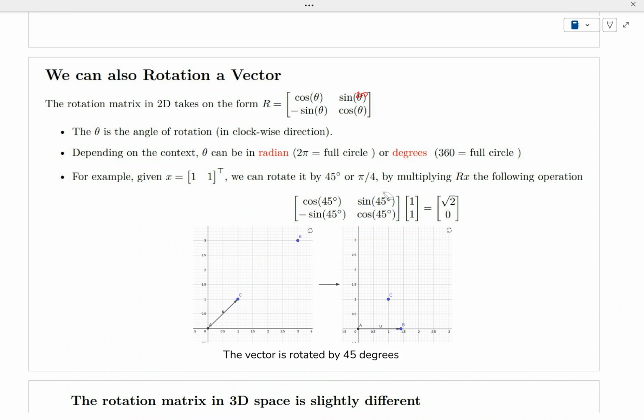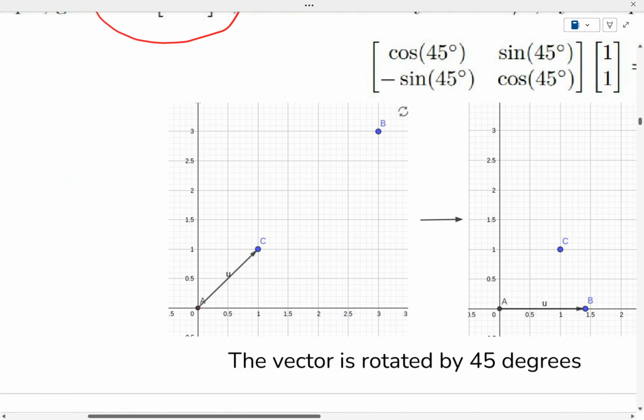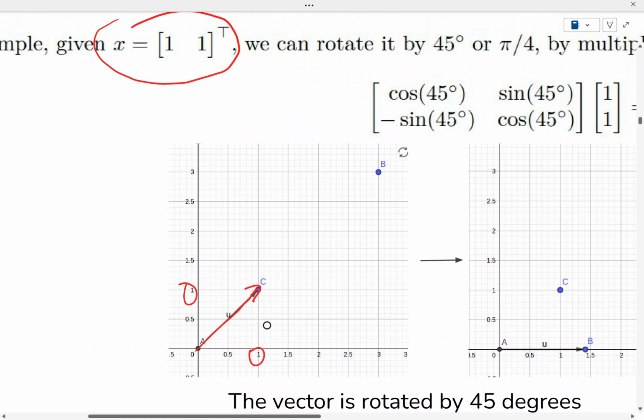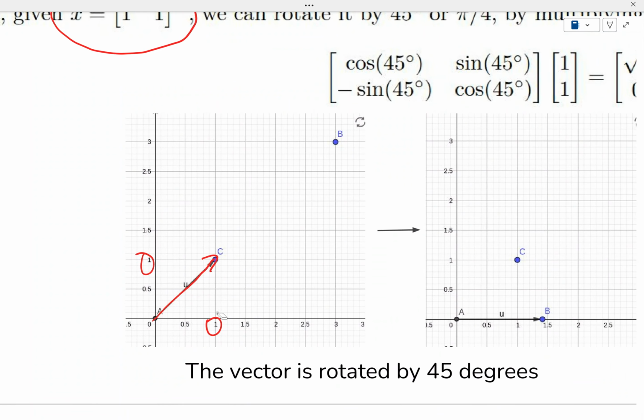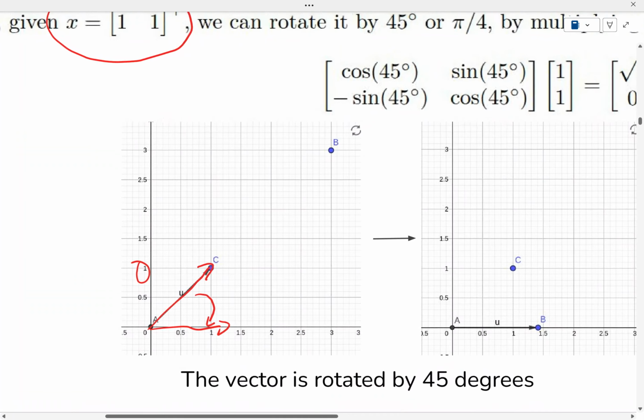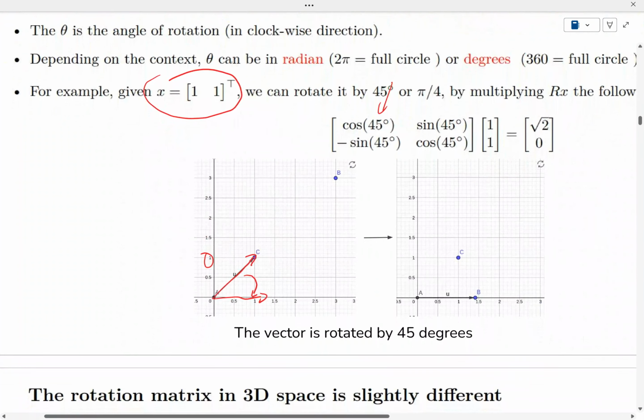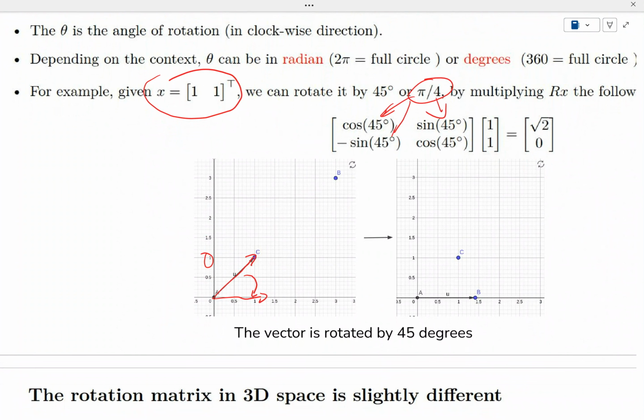For example, let's say we have some vector (1, 1). So here's the vector (1, 1). Now we want to rotate by 45 degrees. Right now you can see that this is at 45 degrees. If we want to rotate clockwise by 45 degrees, then it's going to end up here. So how do we do that? Well, we simply put in 45 degrees, or you can put pi over 4, depending on which mode you're in.